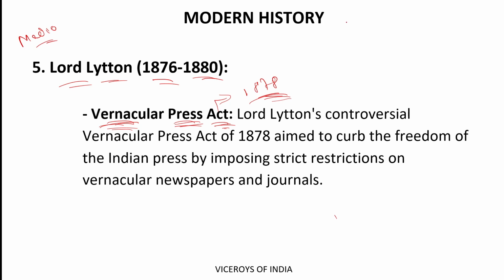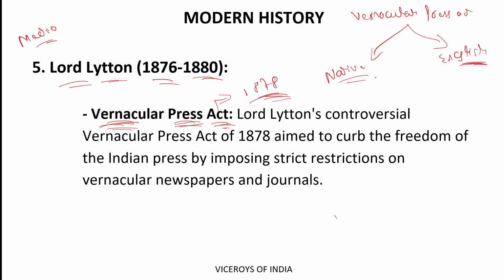What do you mean by Vernacular Press Act? Basically there were two types of language. The vernacular stands for the native language, and the second language was English. So the English language media sources were excluded, on terms of seditious nature.